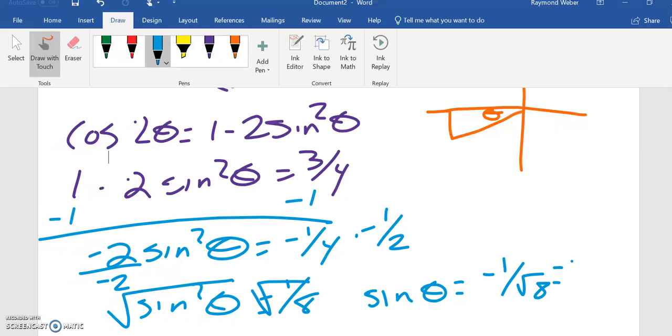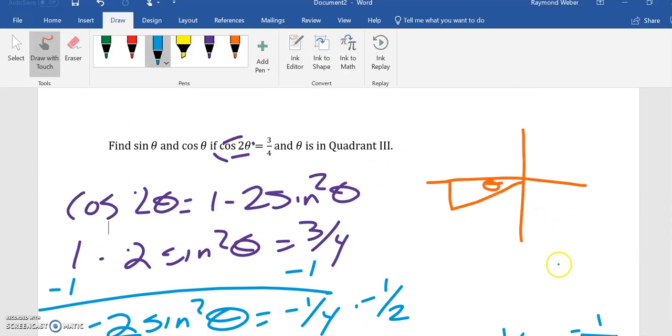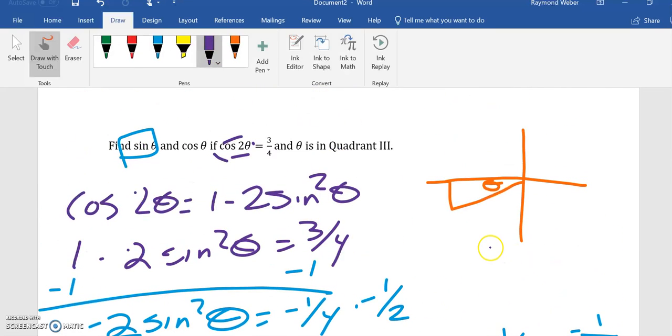Now, I would probably rewrite this, and this would become 2 square roots of 2. And then I go, well, I can't have a radical in the denominator, because that makes every math book on the planet mad. So it's negative square root of 2 over 4. So at this point, I've answered this question. I know what sine theta is. I'm going to use this information to find cosine.